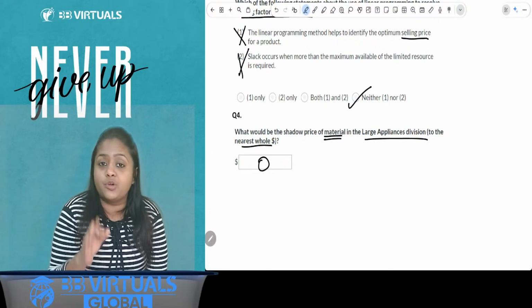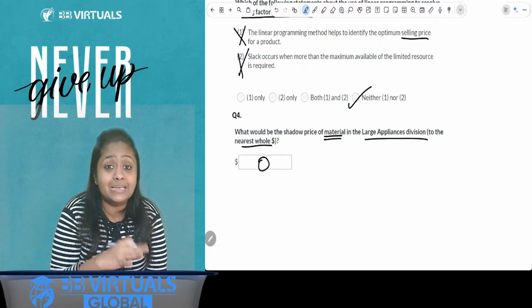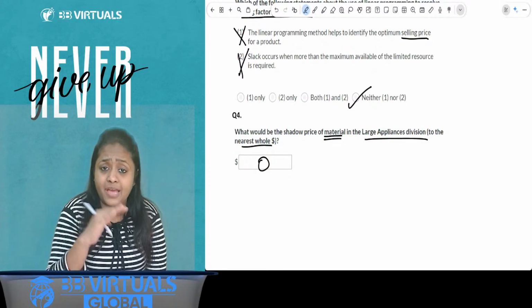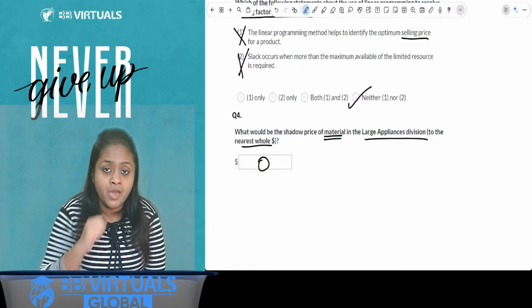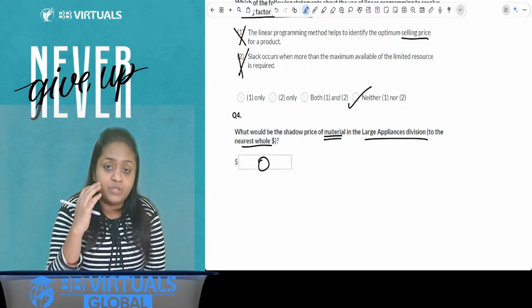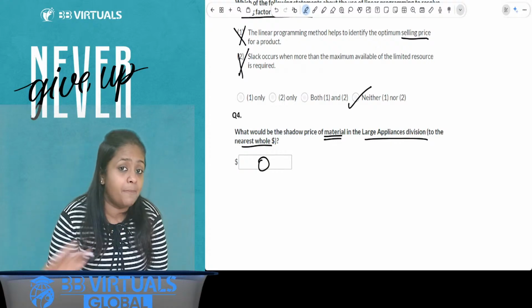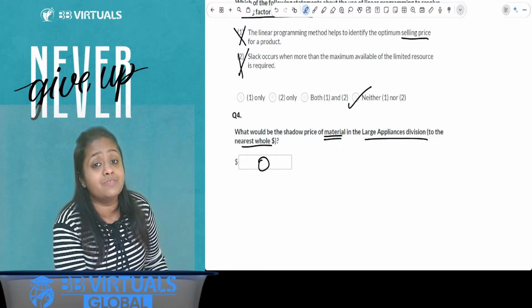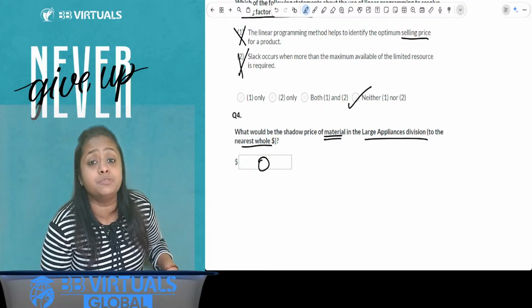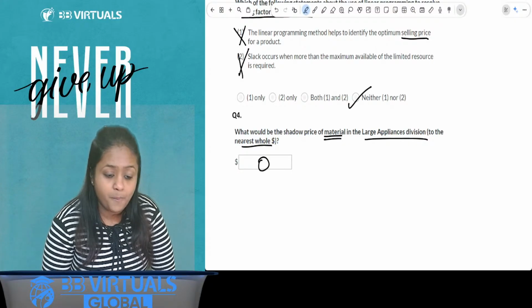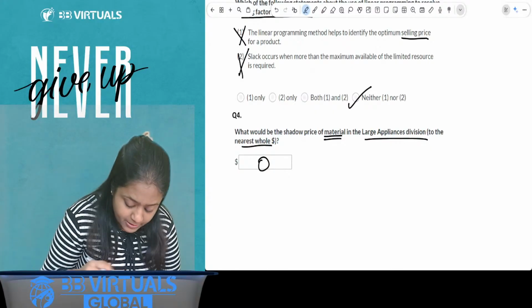Please remember, shadow price is only calculated for a binding constraint. For a non-binding constraint, we still have not reached the full capacity, the fully available hours or kgs. Hence, it is not a binding constraint, and so it will always have a slack, some spare kgs or some spare hours. It will never have a shadow price. I hope I'm very clear. Now let's go further. Let's see the fourth one.